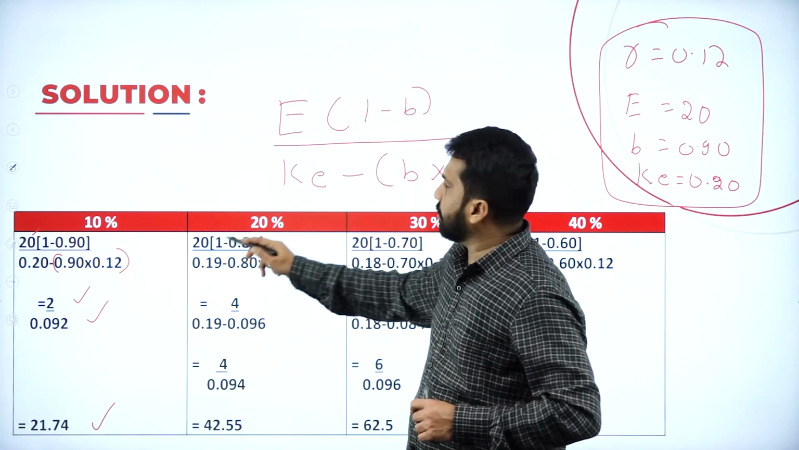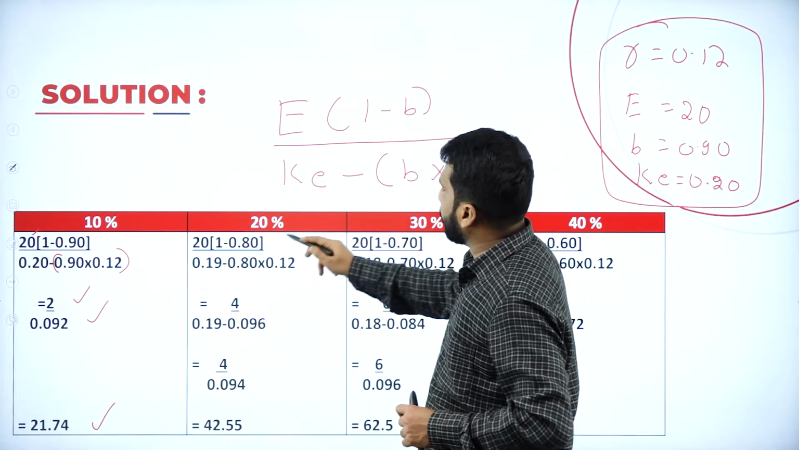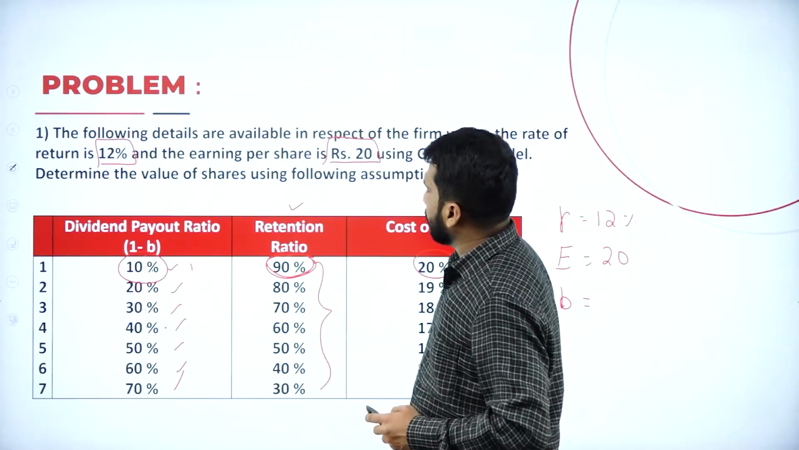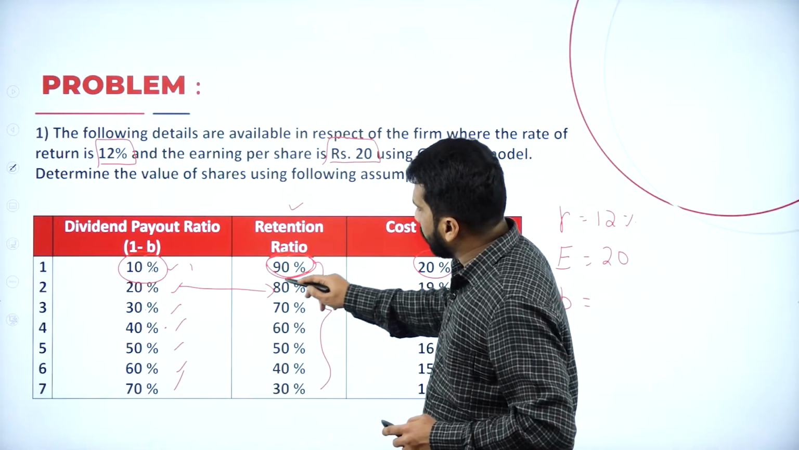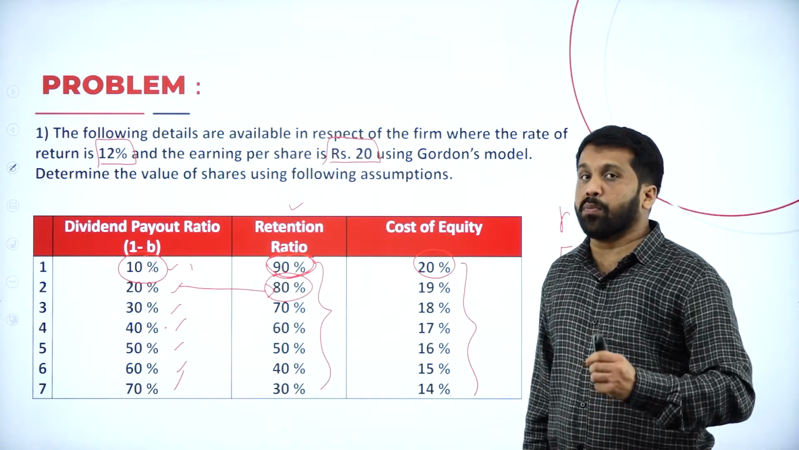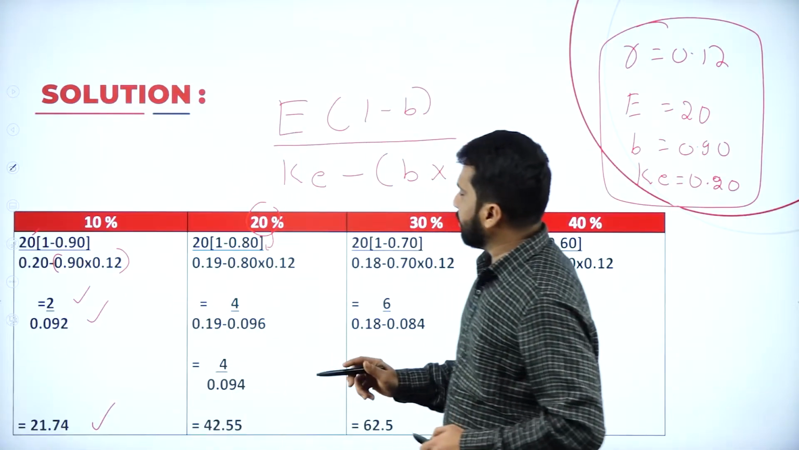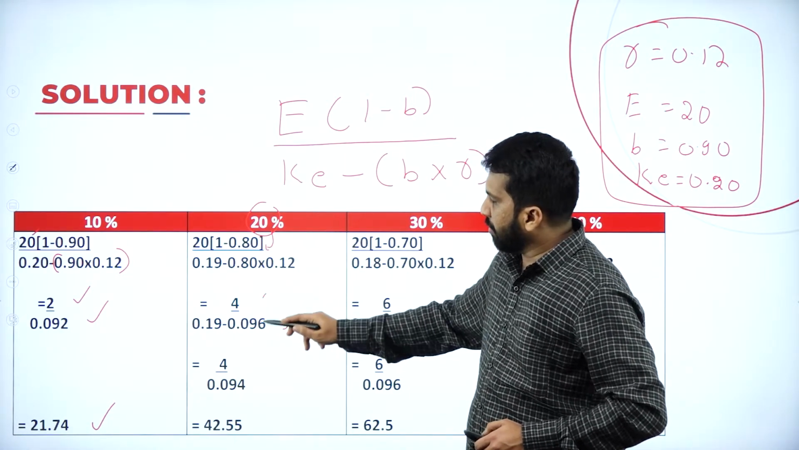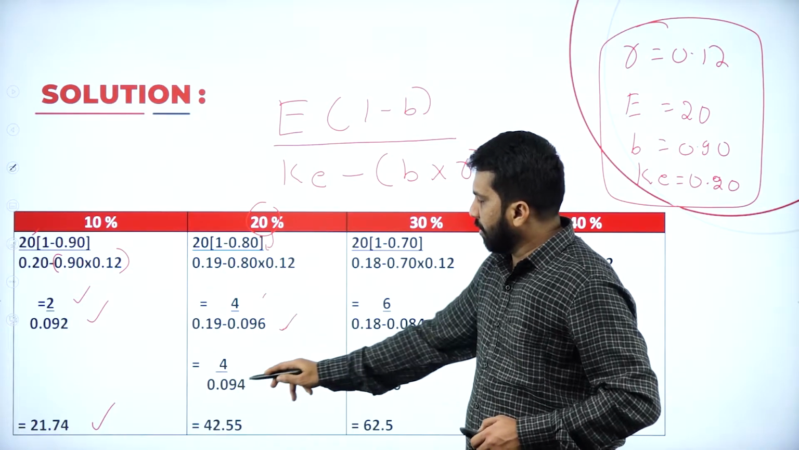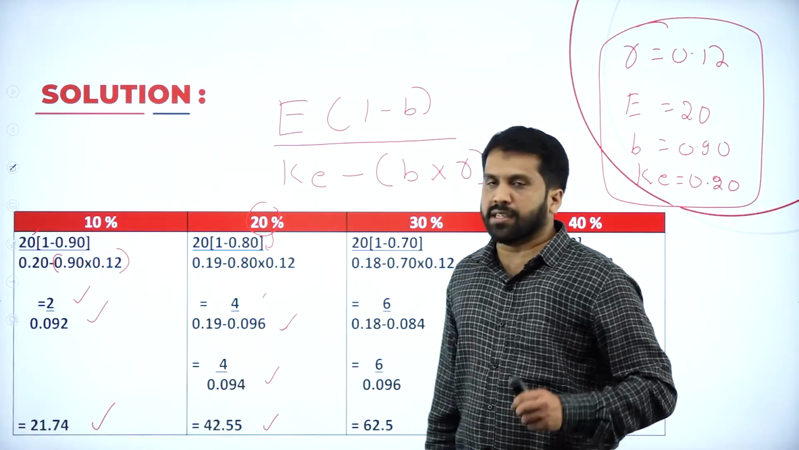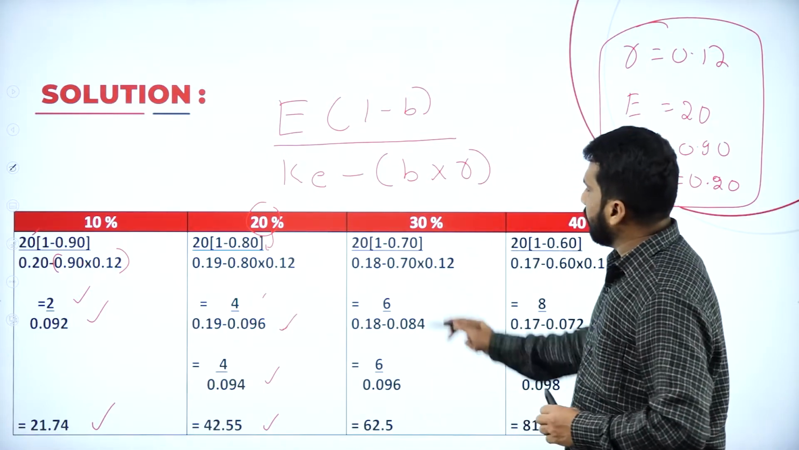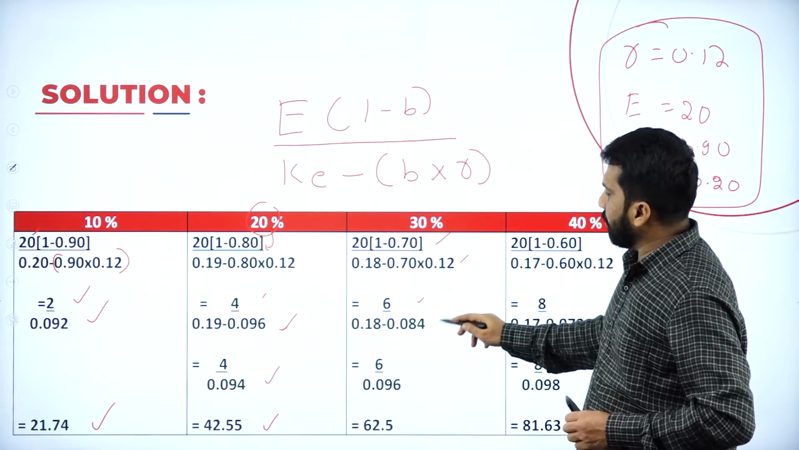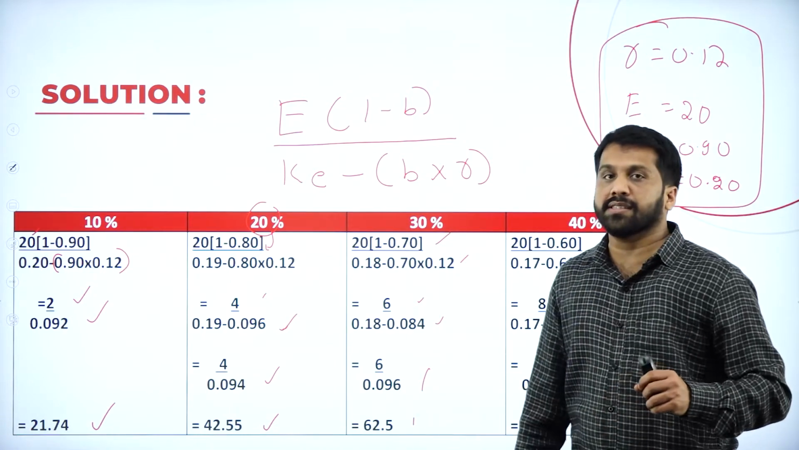Similarly, earning will remain as it is, B will change for 20%. How? For 20%, B is how much? 80%, 0.80 into 0.12. Multiply, you will get 4 rupees. You will get this minus this, you will get 0.094. Final answer 42.55. Similarly, do this calculation, then you will get 6 rupees. Divide by this. The final answer is 62.5.